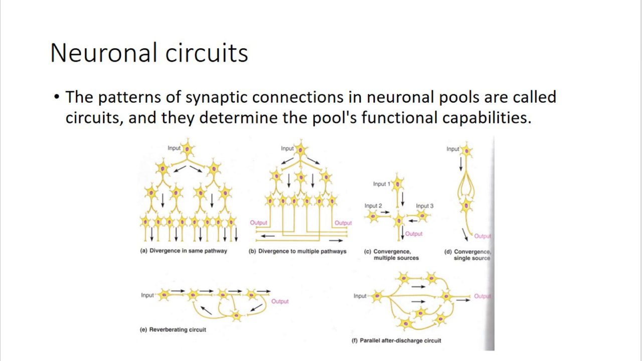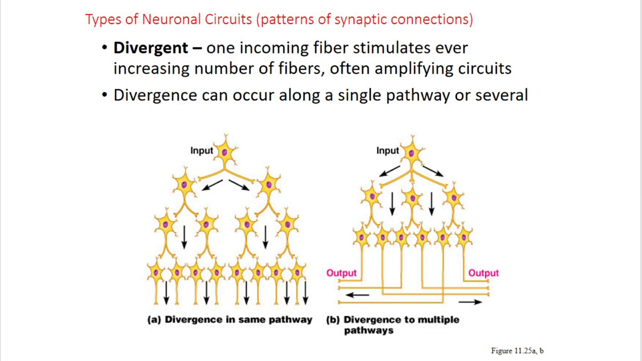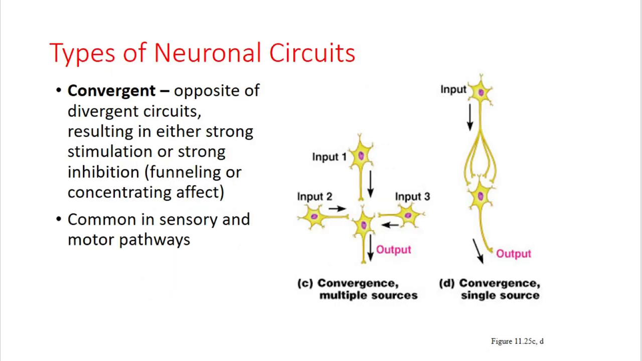All right, next we're going to move on and look at neuronal circuits. These are patterns of synaptic connections in neuronal pools, and they're called circuits because they determine the pool's functional capabilities in a series of neuronal communication. The first neuronal circuit we're going to look at is a divergent neuronal circuit. It's where we have one incoming fiber that stimulates an increasing number of fibers, so it's going to increase via an amplifying circuit. Divergence can occur along a single pathway or several, but they're always known as amplifying circuits.